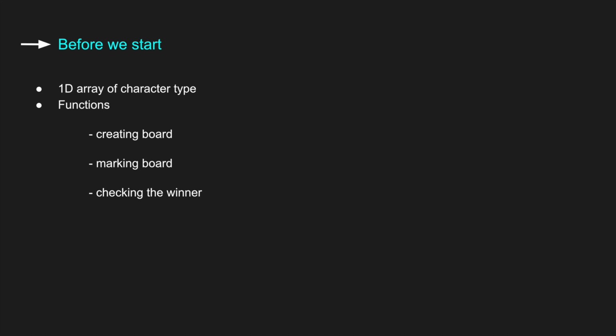The first function will be used for creating the board of tic-tac-toe, and we'll use the second function for marking the board with the signs X and O, and the last function will check the winner. So this is just a basic overview of how we'll be making this work. This will be clearer when we see the code. So let's get started.